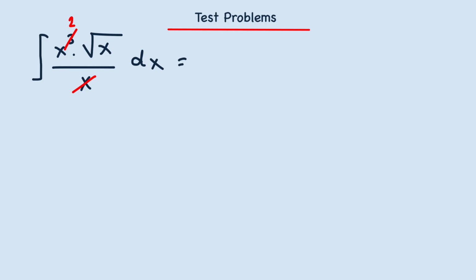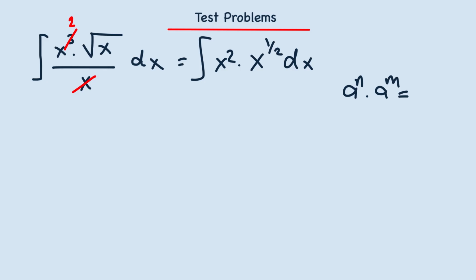So now let us rewrite the integral. Integral x squared times, now instead of writing square root of x, we can rewrite it as x to the power 1 over 2 dx. Now, if you notice here, we have two equal bases multiplied together. So according to the rule, a to the power n times a to the power m, we can simply add the exponents.